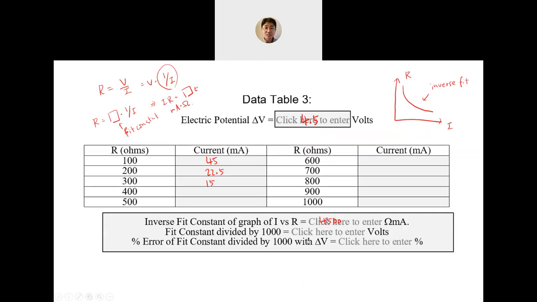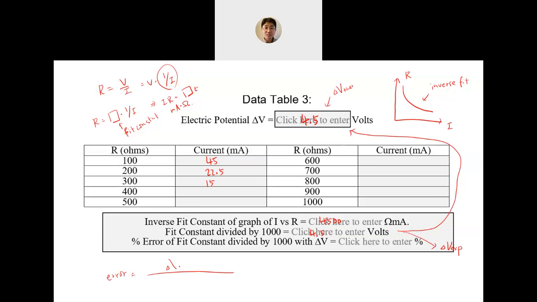The fit constant divided by 1,000, 4,500 divided by 1,000, is 4.5 volts. This is exactly consistent, because in this ideal simulator there is no error. So you can see the fit constant divided by 1,000 is delta V. Here is the theoretical value, delta V theoretical. This is the experimental value, delta V experimental.